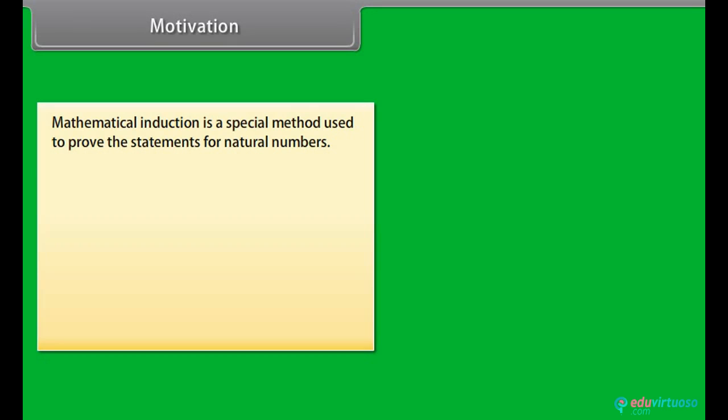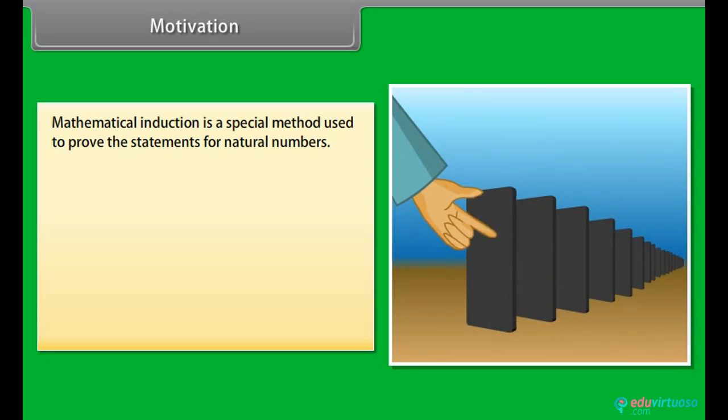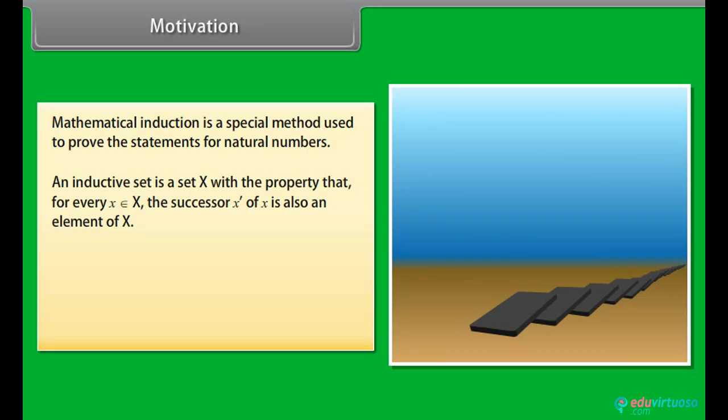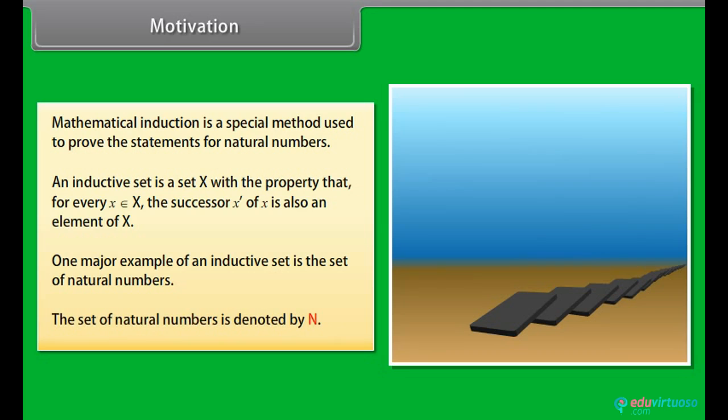Let's have a better idea. In the featuring clip, we push the first domino. Then the next one automatically falls and we see that all the dominoes fall. It shows the induction. An inductive set is a set X with the property that for every x belongs to X, the successor x' of x is also an element of X. One major example of an inductive set is the set of natural numbers. The set of natural numbers is denoted by N.